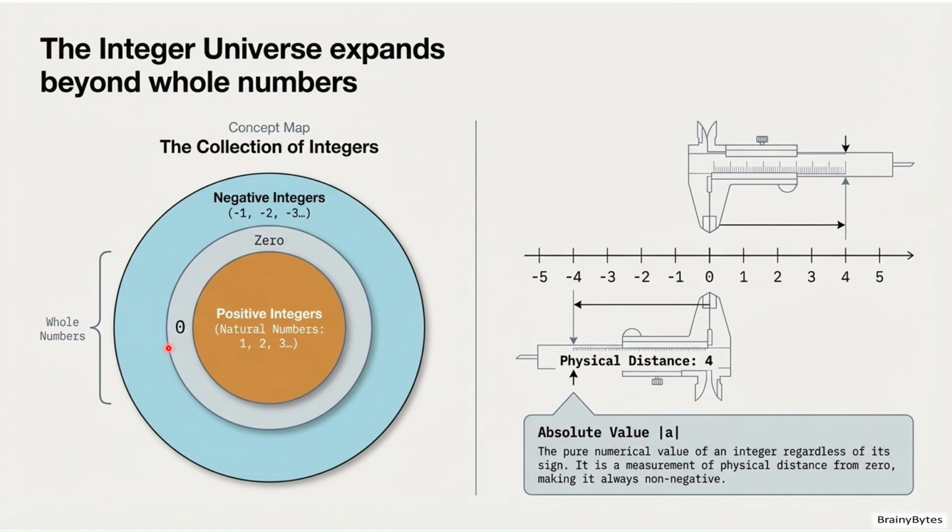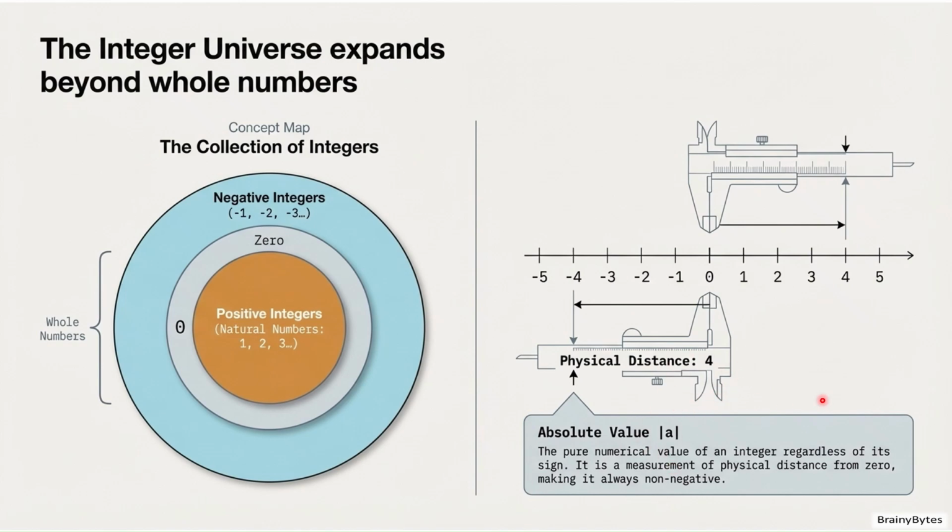Integers include the whole numbers, that is, the 0 and the positive numbers, along with the negative numbers, as shown in the blue shell. But before moving forward, we must also know about the absolute value of any integer. Yes, the absolute value, or the mod of a, is defined as the pure numerical value of an integer, regardless of its sign. It is the measurement of the physical distance from 0, making it always non-negative. For example, if a equals 4, or a equals -4, the modulus of a is going to be +4.